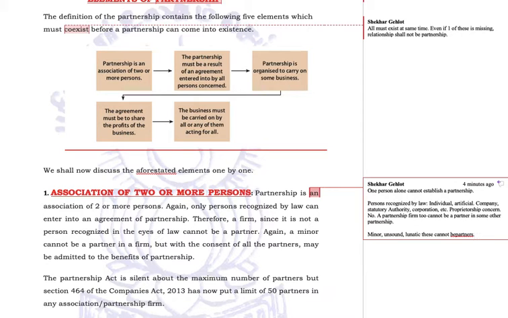These cannot be partners. Insolvent or bankrupt people cannot be partners in a partnership firm because they are prevented from entering into a contract, and when they are prevented from entering into a contract, they cannot enter into a partnership. Why? Because point number 2 says partnership must be a result of an agreement. They cannot be partners.